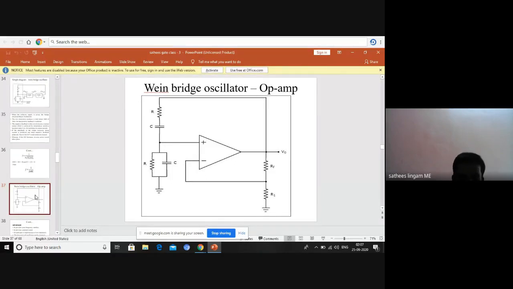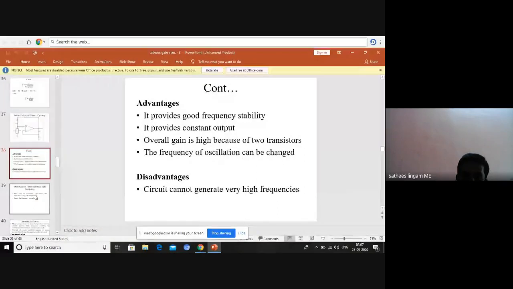The advantages: it provides good frequency stability, it provides constant output, and the overall gain is high because of the two transistors.